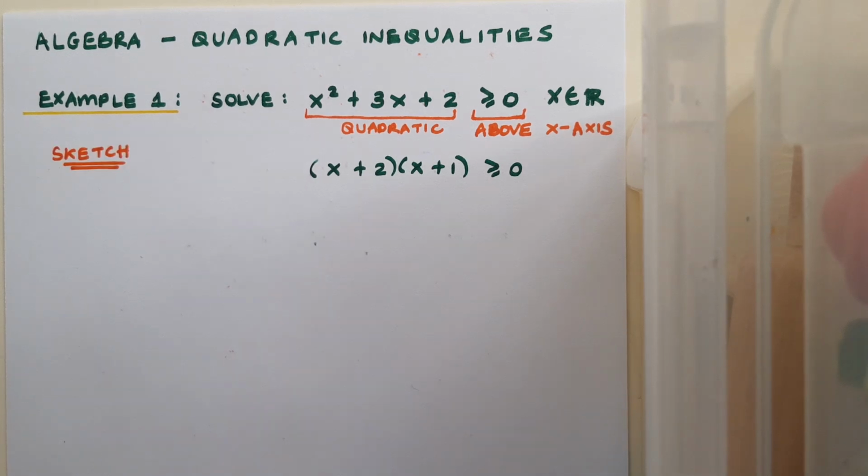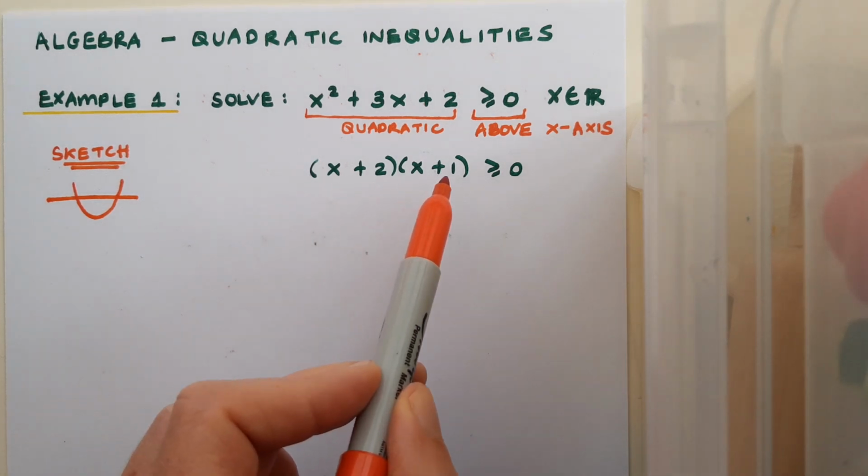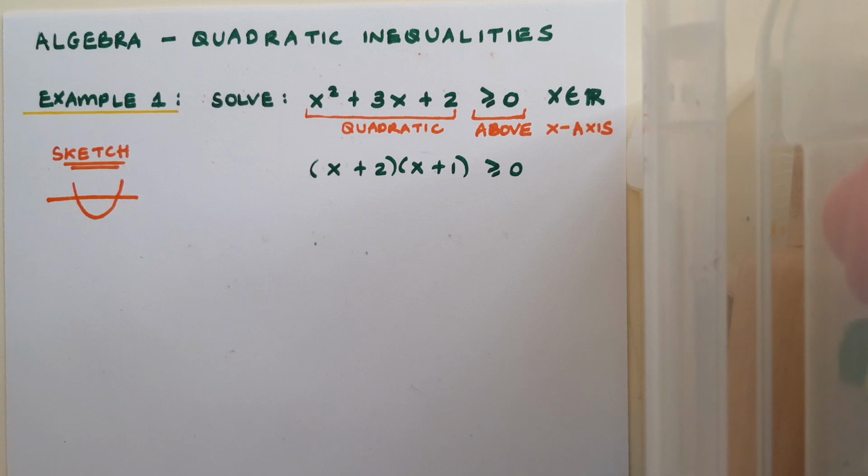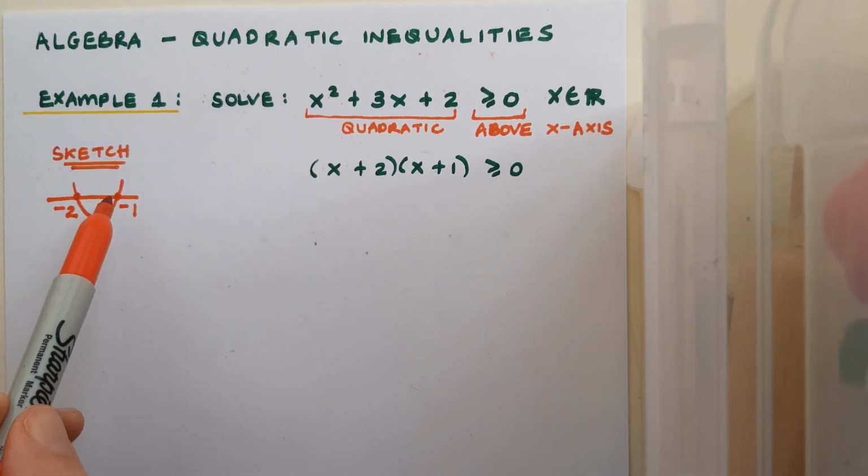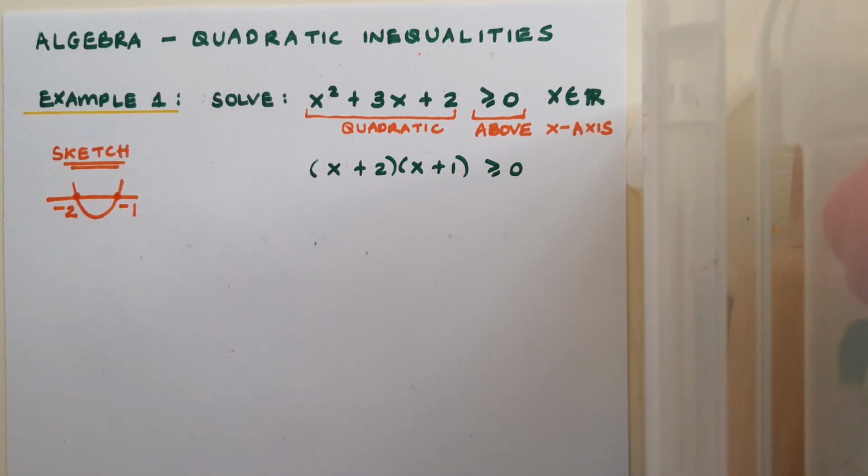To make this decision, I'm going to sketch the quadratic. I don't need to be too fussy about my diagram. It doesn't need to be an exact graph. It just needs to give me an idea of what the quadratic looks like and where its roots are positioned. So I know that this is a U-shaped quadratic because it's a positive x squared, and I know that the roots should be -2 and -1 by looking at what would happen if I let both of these equal 0. So I'm going to write those two values onto my sketch to represent where that quadratic would pass through the x-axis.